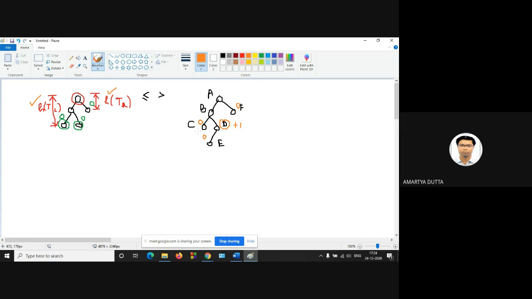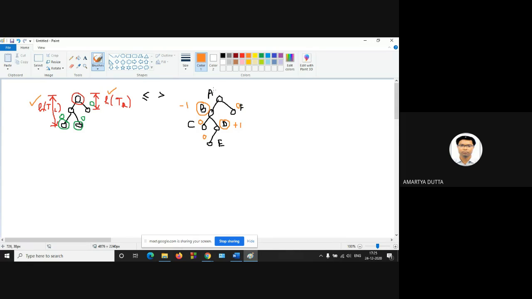Okay. Now, what is the balance factor of B? Can you find out the balance factor of node B? Minus 1. Yes, -1, because height of left subtree minus height of right subtree is -1.